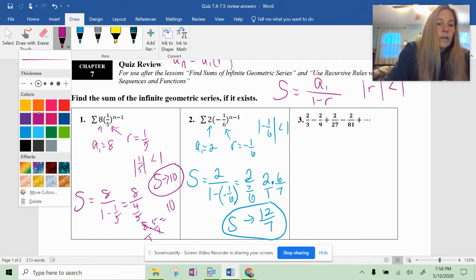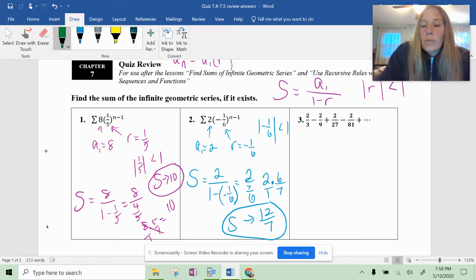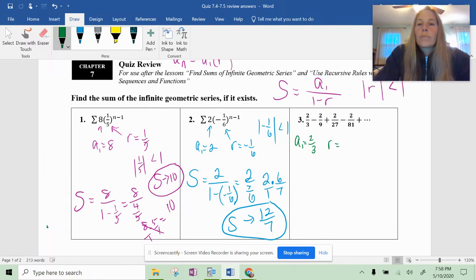And then the third infinite geometric series problem here. So this time we know that a sub 1 is 2/3, but we have to find our common ratio because it's not in the rule format. So if we look to see what's being multiplied each time to get from one number to the next, it looks to me like we're going to be multiplying by negative 1/3 to get to the next number. And the absolute value of negative 1/3 is positive 1/3, which is still less than 1. So we can use the sum formula.